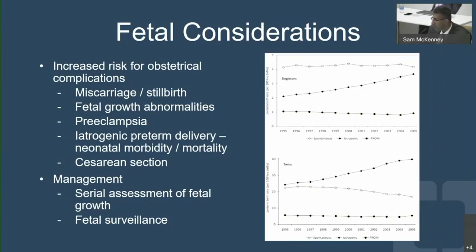As far as our management goes, again, close surveillance of maternal health. A lot of times that's in conjunction with a subspecialist from the medical or surgical field, depending on what the underlying condition is. Serial assessment of the growth of the baby, amniotic fluid volume, and then some type of fetal surveillance at the end of the pregnancy. And then often, delivery has to be planned and timed, sometimes early.